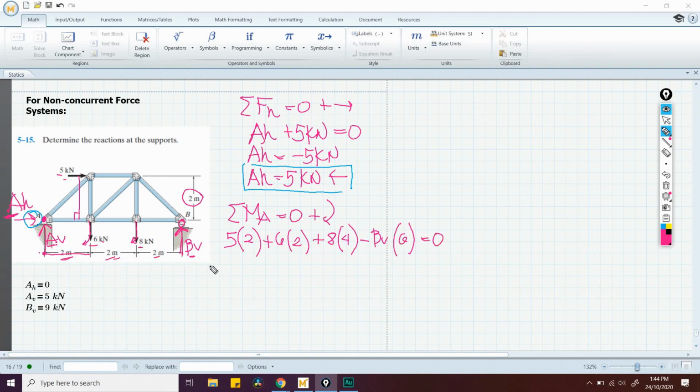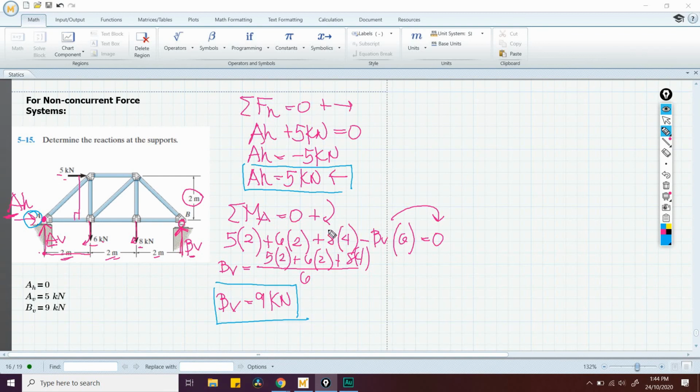Equal yan sa 0. So lipat natin si BV sa kabila. So B vertical and then retain ito 5 times 2 plus 6 times 2 plus 8 times 4 over 6 para makuha natin si B vertical. And that is equal to 9 kilonewtons. So we have now our B vertical.